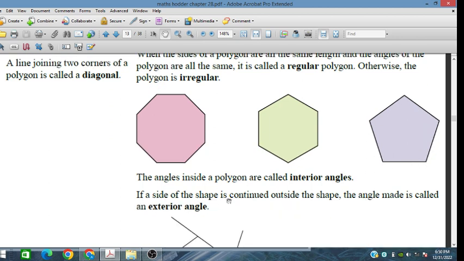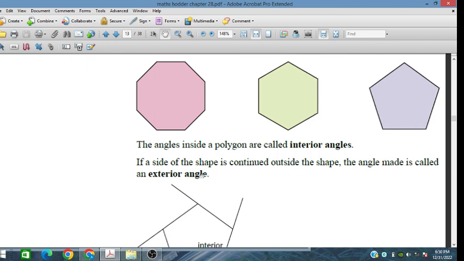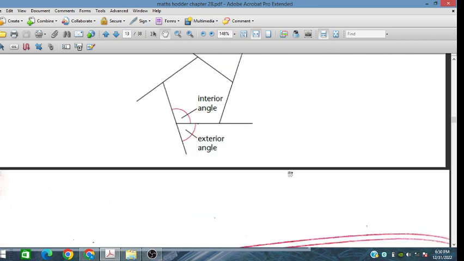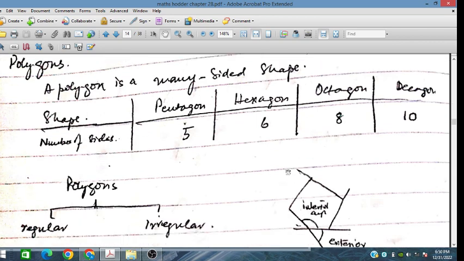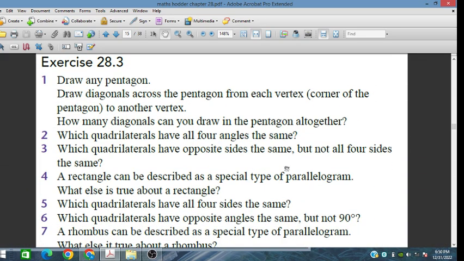So if the side of the shape is continued outside the shape, the angle made is called the exterior angle. So for every interior angle, there is always an exterior angle. So this is also important. We have learned all these things about polygons, and in this exercise we will solve 28.3.